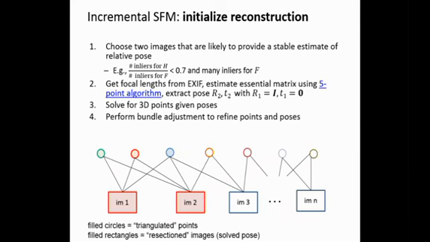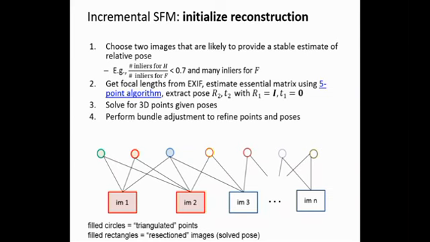Then you typically get the focal lengths from EXIF data, which is usually available. If not, you just make some guess at the focal length based on a typical value, and estimate the essential matrix using David Nister's 5-point algorithm, which is a nonlinear algorithm for estimating the essential matrix. Since it has 5 free parameters, and every pair of points gives you one constraint, 5 correspondences is the minimal number you need. So you use RANSAC with the 5-point algorithm to estimate the essential matrix.